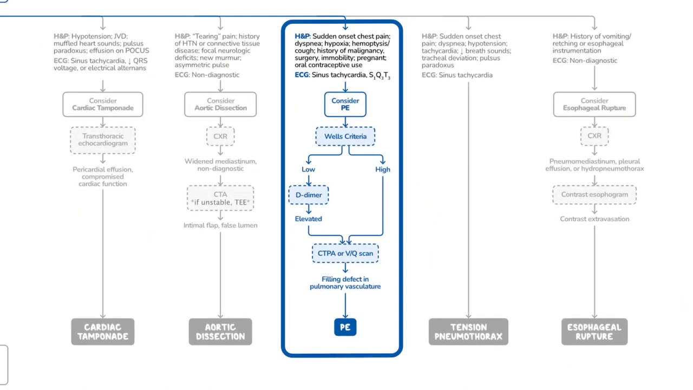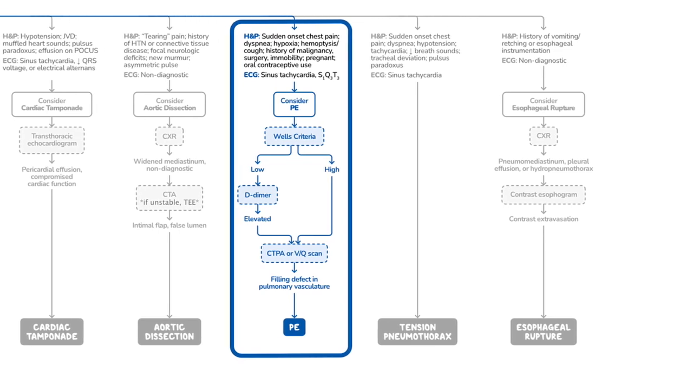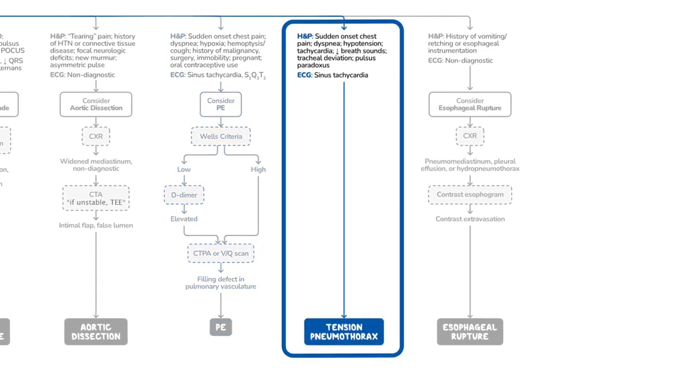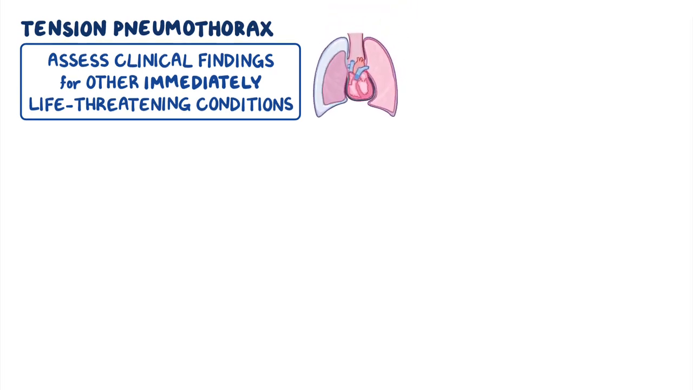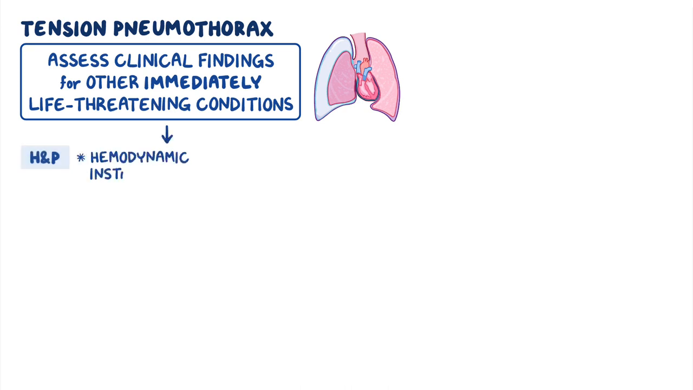Another possible cause of sudden onset chest pain is tension pneumothorax. This is a particularly serious type of pneumothorax where air gets trapped in the pleural space so that it displaces mediastinal structures and causes hemodynamic instability.